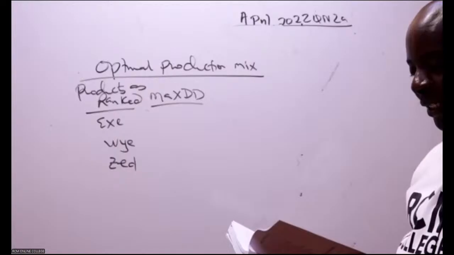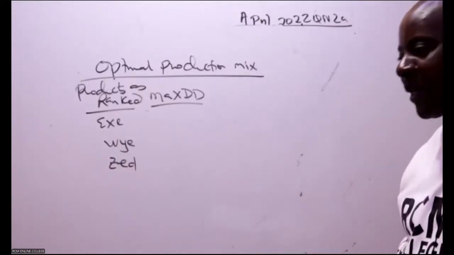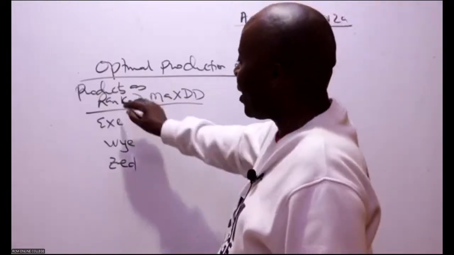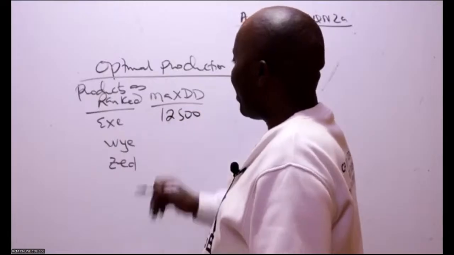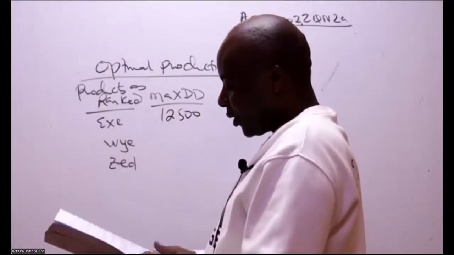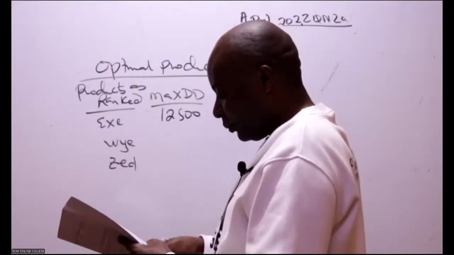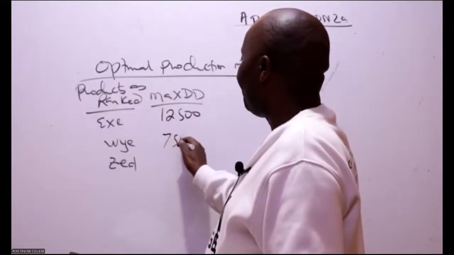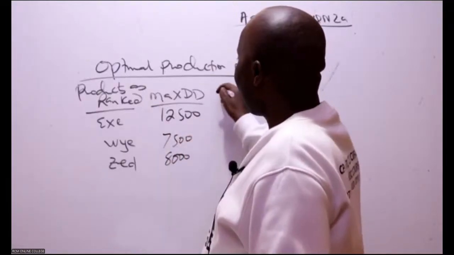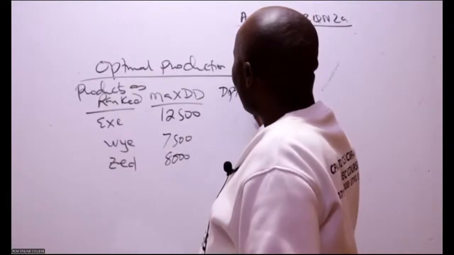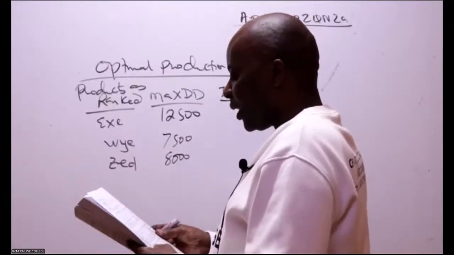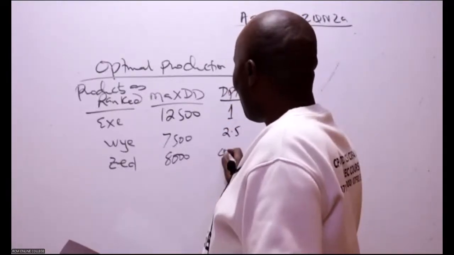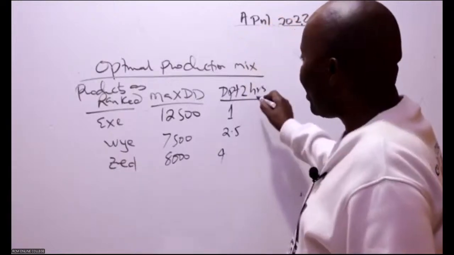Maximum demand is given in note number 4. So we have here 12,500. Fortunately, they are following that order. So 12,500, then 7,500 and 8,000. Then remember, it's Department 2 hours. They're following each other very well. So we have 1, 2.5, and 4. Remember these are per unit.